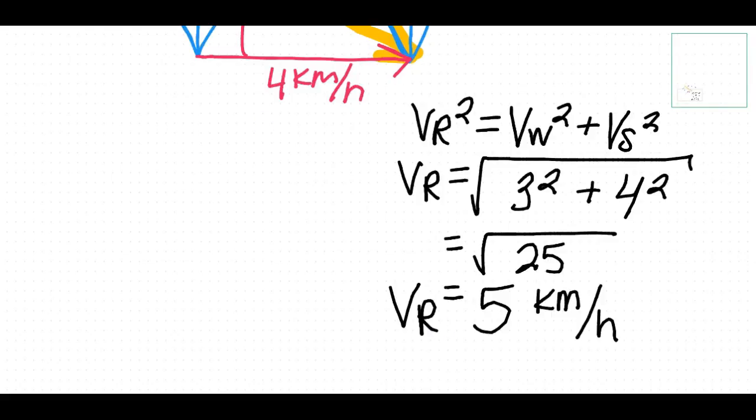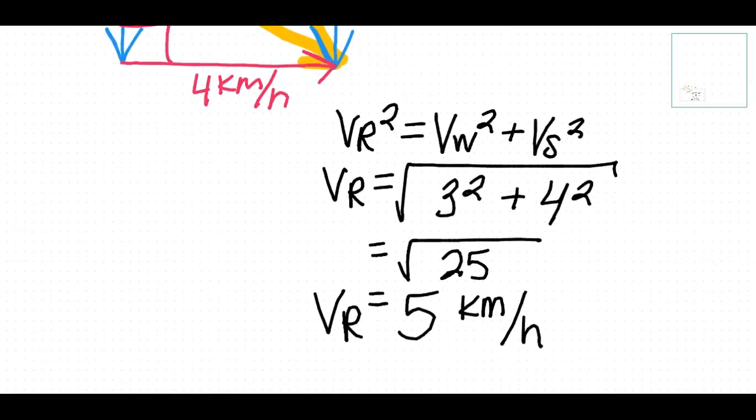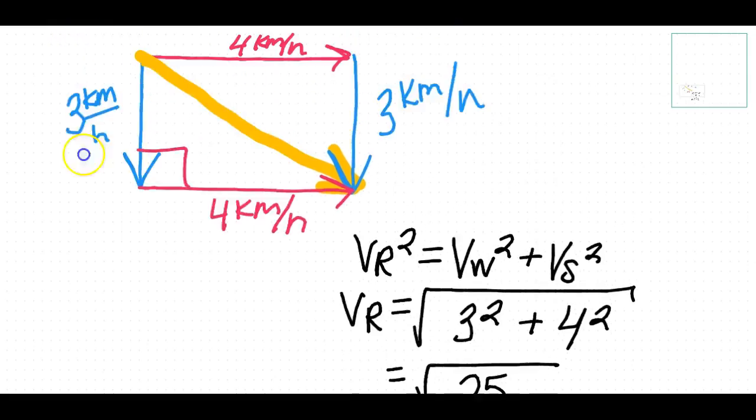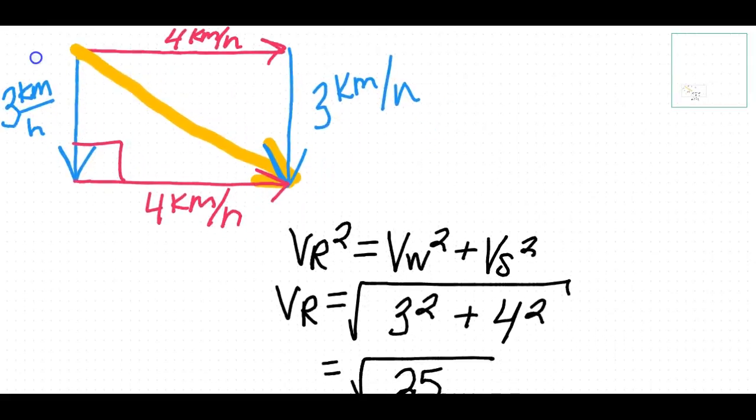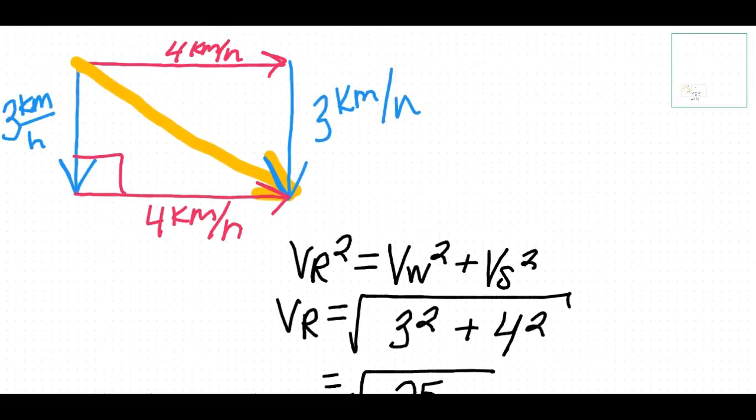So if you recognized initially that it was a 3, 4, 5 triangle, you could absolutely solve it that way and just say 3, 4, 5 triangle. If you didn't, mathematically you still get the same answer. So our canoe is actually going to travel 5 kilometers per hour.